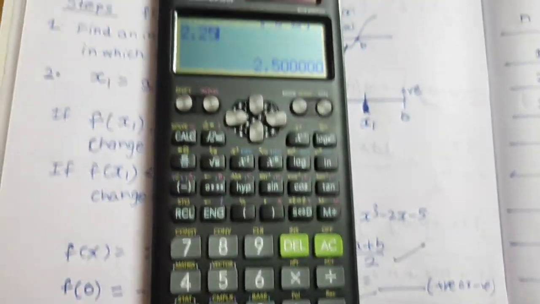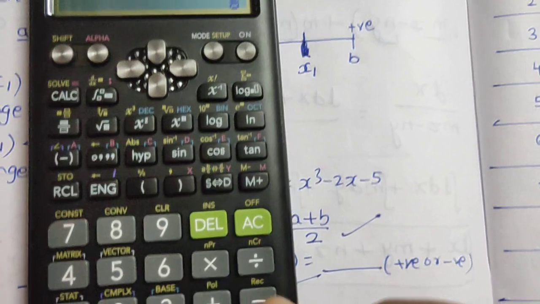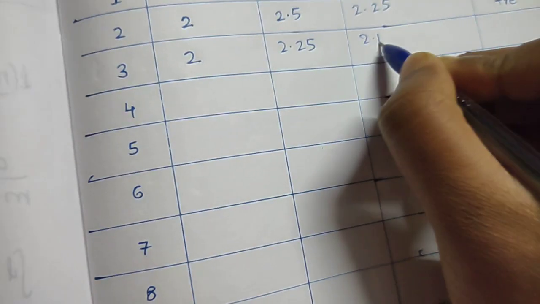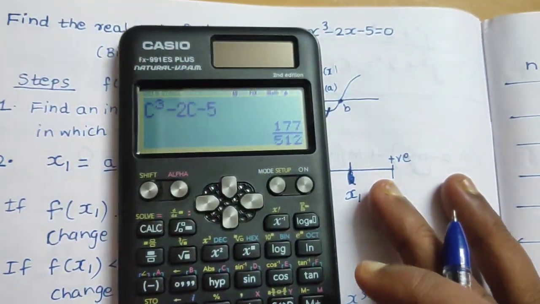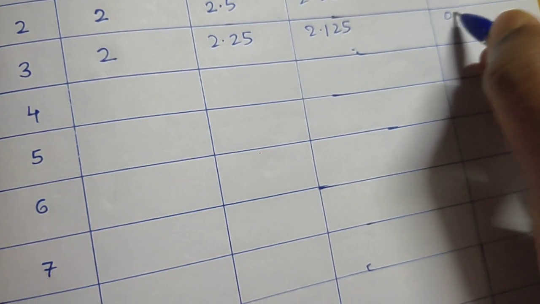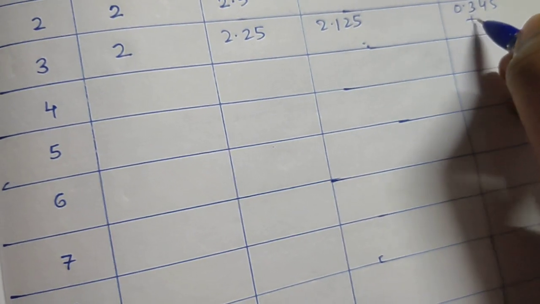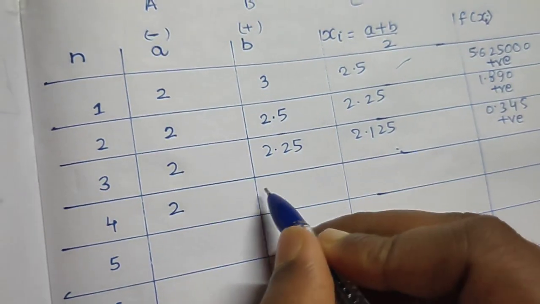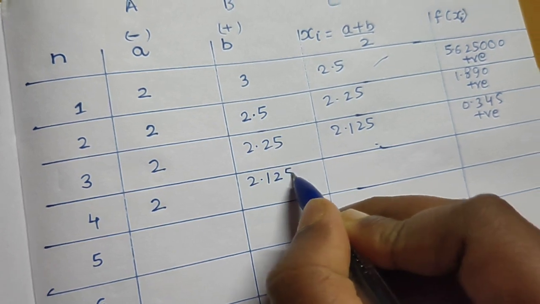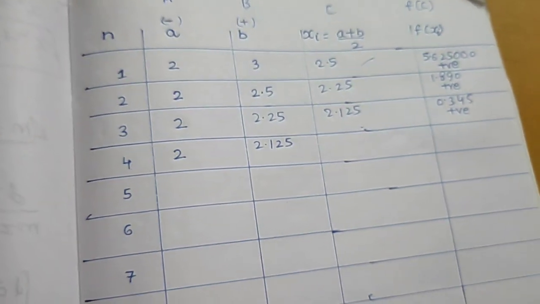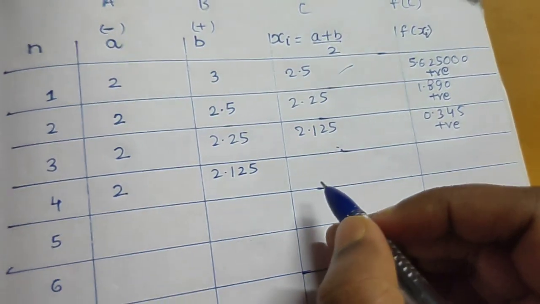2.25. Okay. So C they are giving as 2.125. Fine. And what about the value of function? That is 0.345. Positive again. So this 2 remains as it is. This changes to 2.125. So as you can see, we are coming closer to the root now.